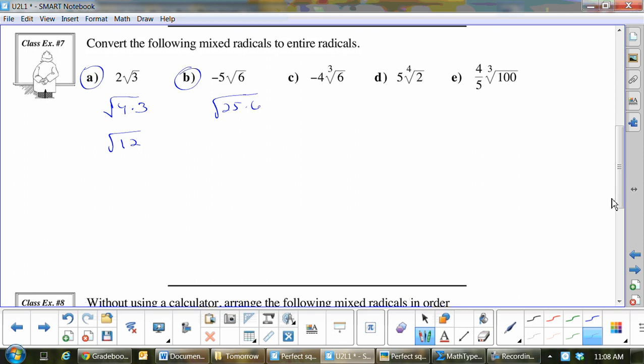Now, I just want to throw this back at you. If you were to put this in your calculator, would you get the same answer as above? Just put in negative 5 root 6. Equals. And then put in the square root of, in brackets, 25 times 6. Do you get the same answer? No. So these two are not equal. So what do you need to do to make them equal? You leave the negative outside. Don't bring them in.